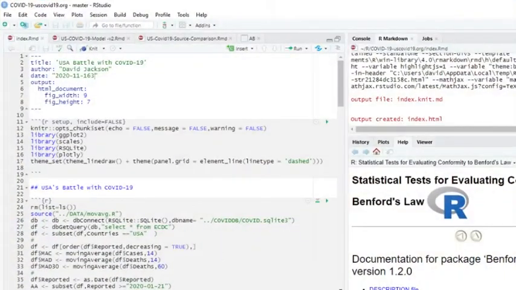So, let's begin with the U.S. I'm going to do U.S., Ohio, Pakistan, Israel, and then Spain in that order. So first of all, let's just take a look here at the U.S. numbers.